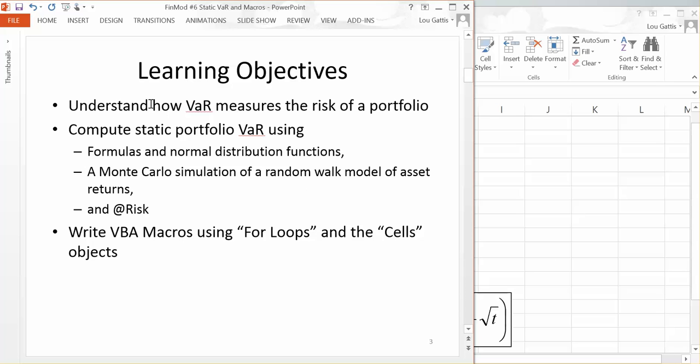In this topic, we're going to understand how VaR measures the risk of a portfolio, compute static VaR using formulas and normal distribution functions in Excel. We'll make a Monte Carlo simulation using a macro, and then we'll use an at-risk add-in, all to compute value at risk. We'll also learn how to use macros, namely the for loops and cells object.